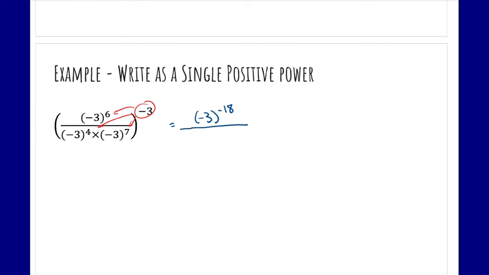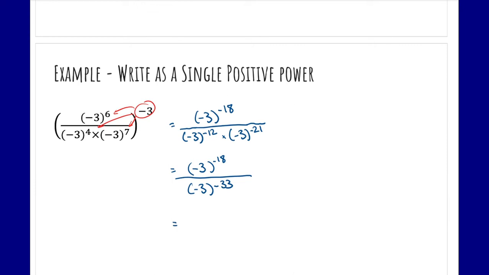Now our top is simplified, but on our bottom we can't simplify it fully yet. Still have to work with this negative 3 overall. 4 times negative 3 is negative 12, times negative 3 to the power of 7 times negative 3, which is negative 21. Now I can go back and finish simplifying the bottom. We're multiplying powers, so we add the exponents. So negative 3 to the power of negative 33.